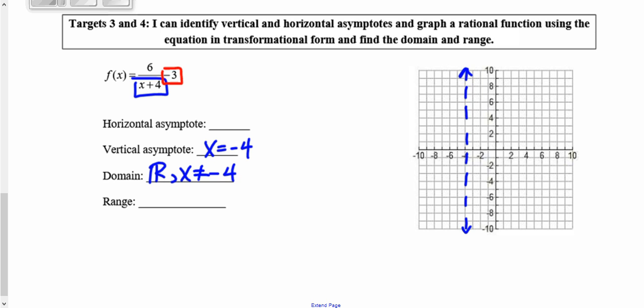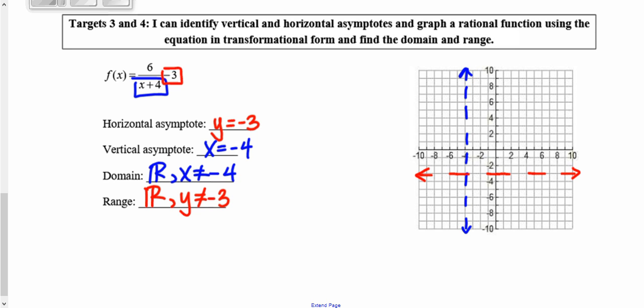This number at the end represents your horizontal asymptote. Make sure you write y equals -3, and then your range is going to be all real numbers, but y can't equal -3. So horizontal asymptote and the range are both associated with y, so that's why they pair up. So then I'm going to go ahead and graph a horizontal line at -3.